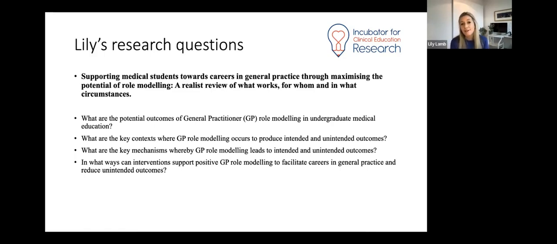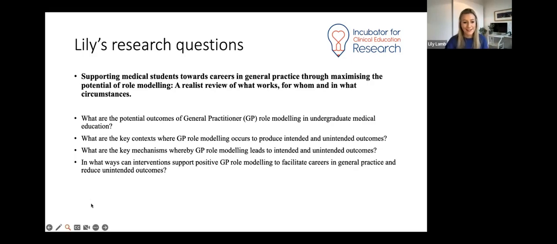Because of the realist approach, my research questions are very much framed in realist language, which is all looking at key context, mechanisms, and outcomes. I won't go into detail on that today. But you can see there that my research questions are quite specific, and I'm going to answer these through doing a realist review and realist evaluation, and then some co-production work.